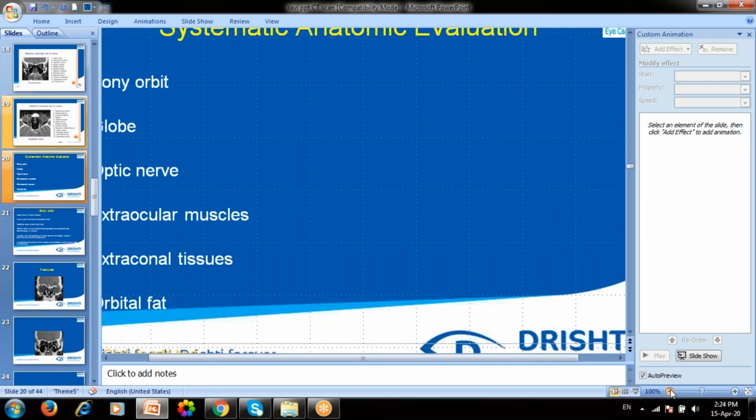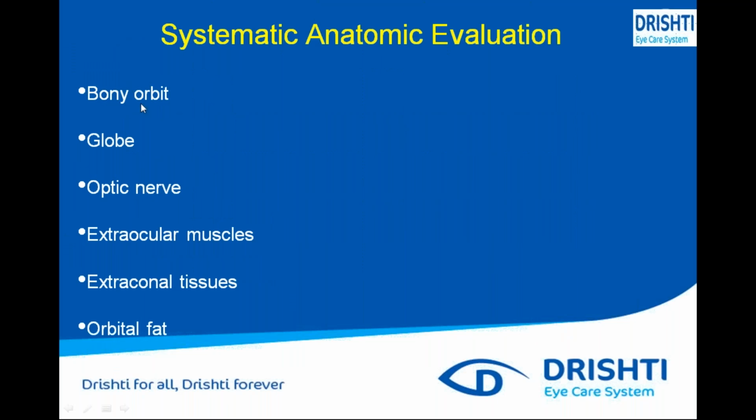So now coming towards the systemic anatomical evaluation. So what things have to be seen? Bony orbit, globe, optic nerve, extraocular muscles, extraconal tissue, and orbital apex. So these are the parts of the orbit which have to be seen while reading a CT scan report.